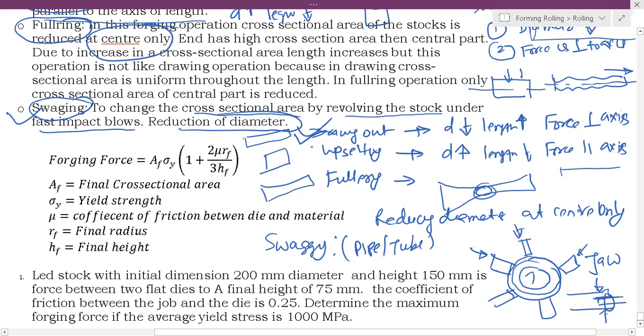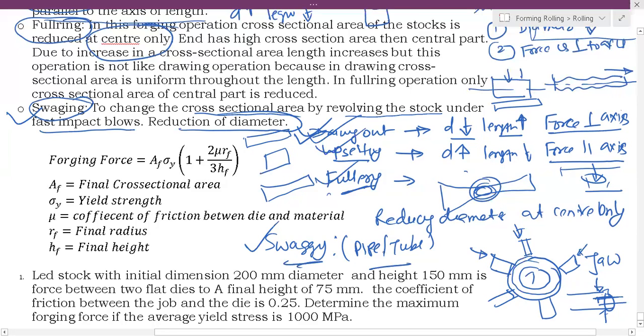So four things I discussed: drawing out, upsetting, fullering, and swaging. They get asked. Drawing out: diameter decreases, length increases throughout the length, and force is perpendicular to the axis. Upsetting: diameter increases, and force is parallel to the axis. Fullering: at the center only, diameter is reduced. Swaging is diameter reduction again. What is the question? Swaging applied force.